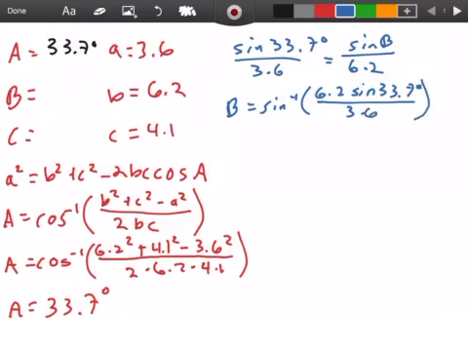Typing this into the calculator will give us angle B. So 6.2 times the sine of 33.7 degrees divided by 3.6. Take the inverse sine of all of that. We get that angle B is 72.9 degrees.